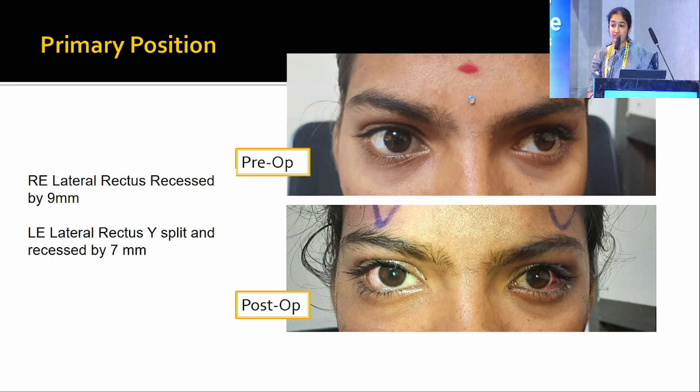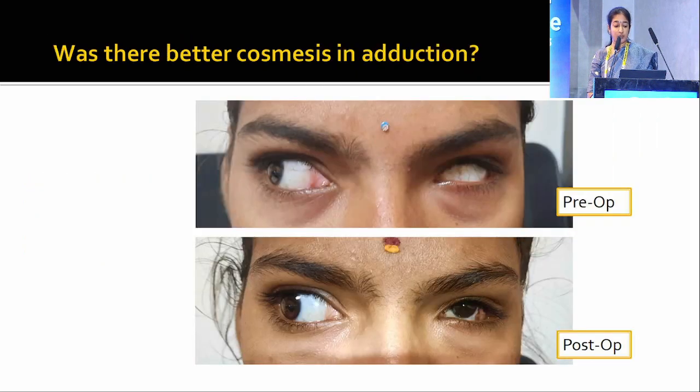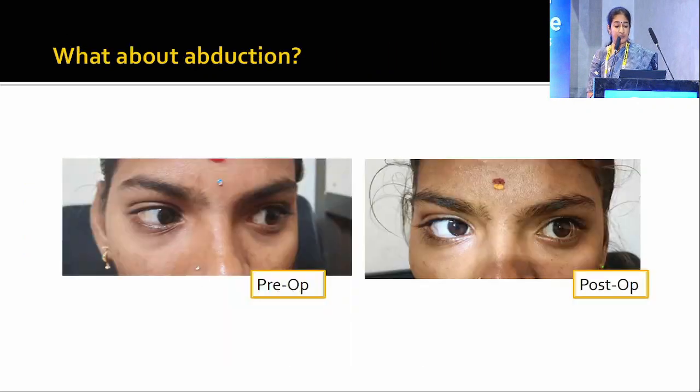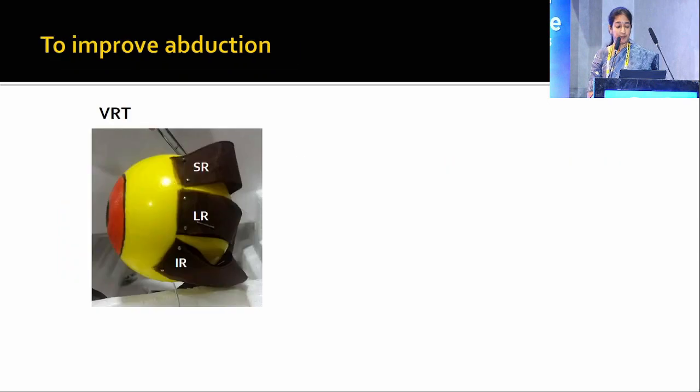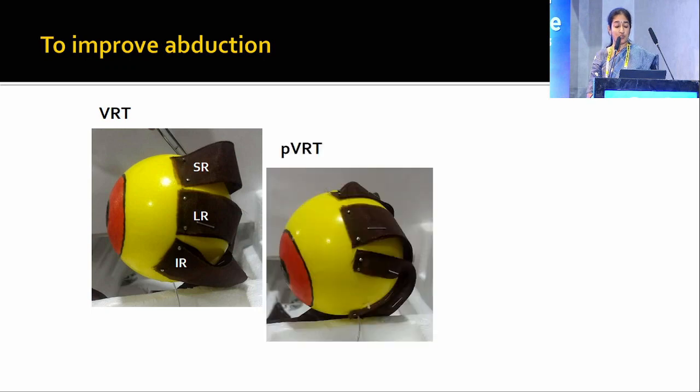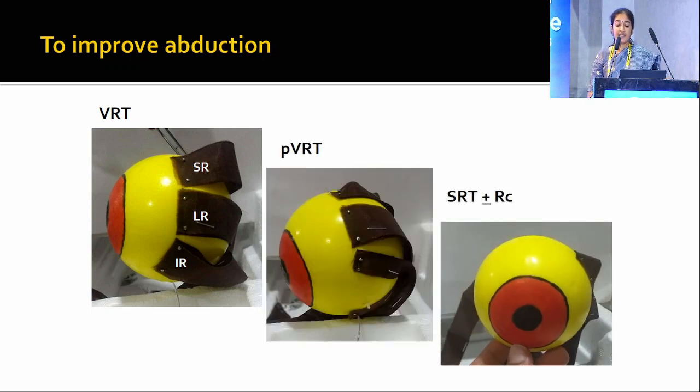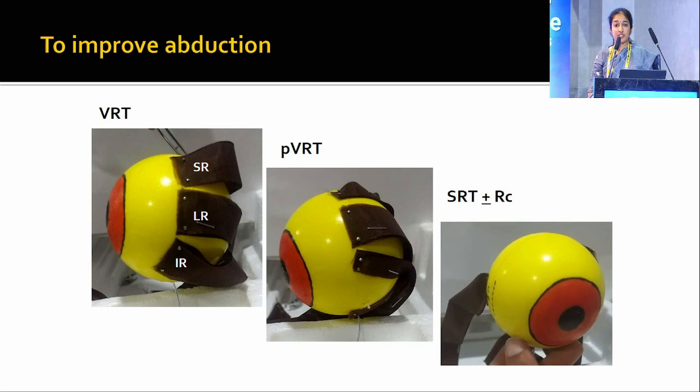So post-operatively, you can see that the primary position has improved. And in adduction, though not fully corrected, there is better cosmesis. And what about abduction? So as mentioned, there is a limitation of abduction that happens, but cosmetically, the patient was very happy. So to improve abduction in cases where the ESO, the MR is not very tight and where the patient is concerned about abduction also, we can do, earlier we spoke about transposing both, then it was a partial VRT, and then now it was a superior rectus transposition with the MR recession.